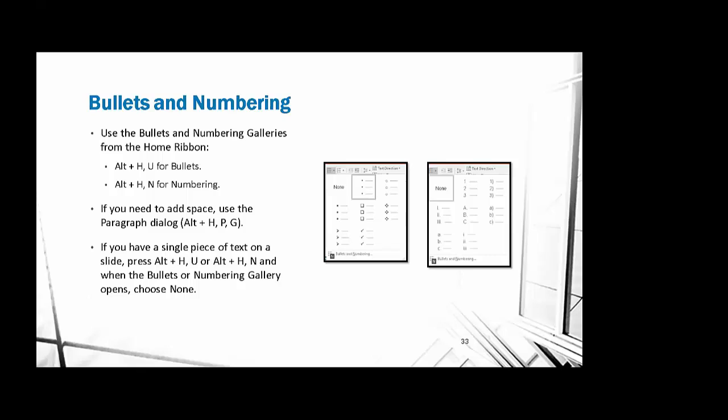Bullets and numbering, you always want to use the bullets and numbering galleries for slide presentations. By default, you're going to have bullets. If you want numbering, you can easily select the list on a slide, go up to the home ribbon and choose any of the items from the numbering gallery so that your bulleted items are now numbered. That's the way that you're going to do it in order to make more accessible bullets and numbering.